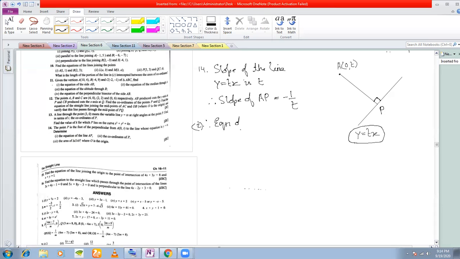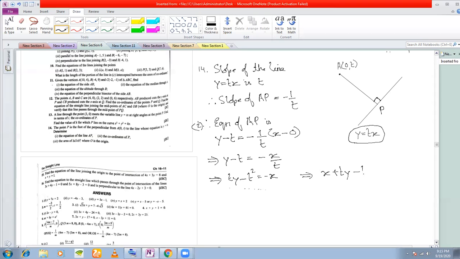So the equation of the line AP, the first part of the question, we get from the point-slope form, since we know a point on this line. So y minus t is equal to minus 1 by t into x minus 0. So you get y minus t is equal to minus x by t, or ty minus t square is equal to minus x. You get x plus ty minus t square is equal to 0. This is the equation of the line. The first part of the question is answered.